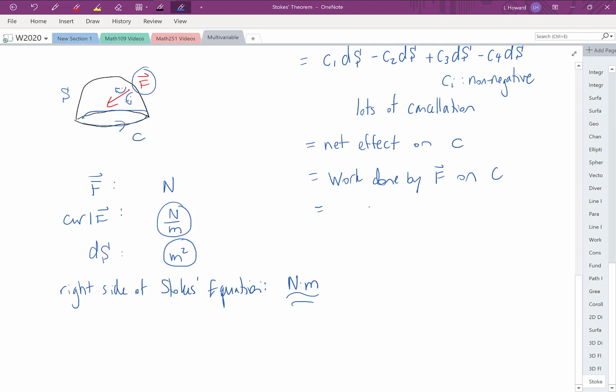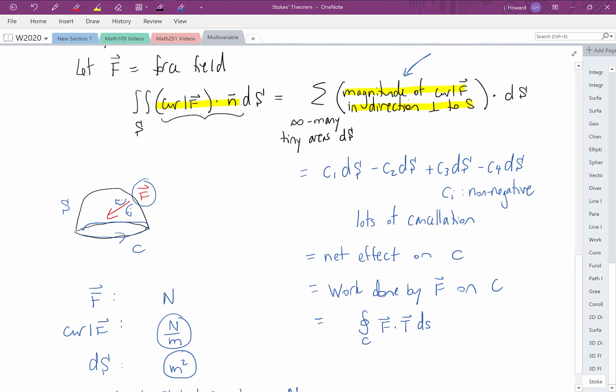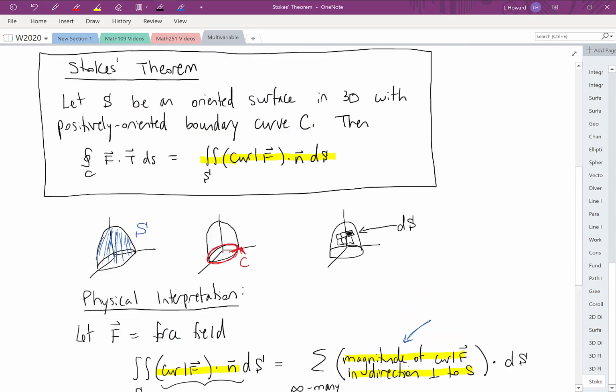Okay, and then what's another way of writing that? Well, we could say it's the line integral around C, because C is a closed curve. You can write a circle on there. And then one way of describing work, vector field F dotted with vector T ds. So that gives us Stokes' equation.